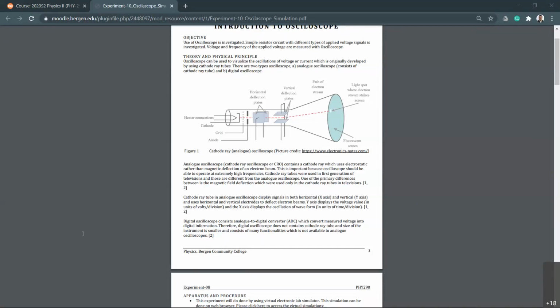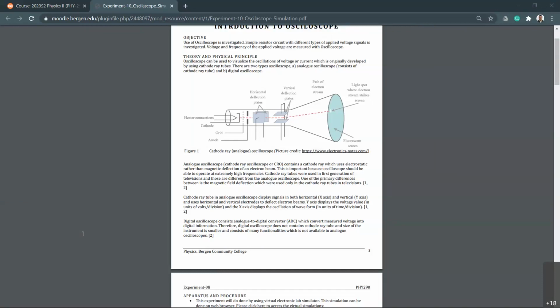The primary difference between the TV cathode ray tube and the oscilloscope cathode ray tube: in the oscilloscope cathode ray tube, both the horizontal and vertical plates work with voltage, while in the old TV, one of these plates actually works with a magnetic field, not the electric field. So that's the primary difference. Other than that, both are actually the same.